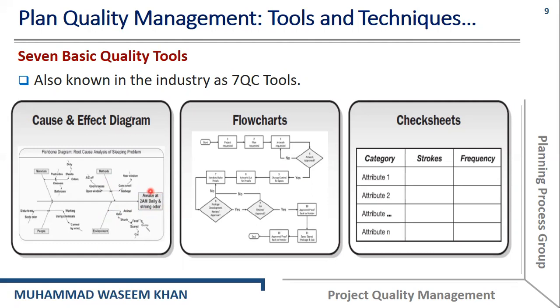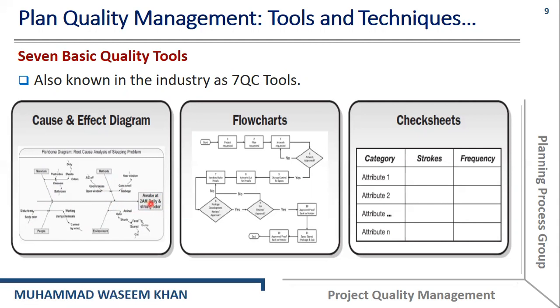Okay, so in the cause and effect diagram, we actually draw a fishbone diagram, and in the head of the fish, we write the main problem. Okay, and in the main branches, we write the major causes of this particular problem. And those major causes are further divided into the sub or minor causes of this particular problem.